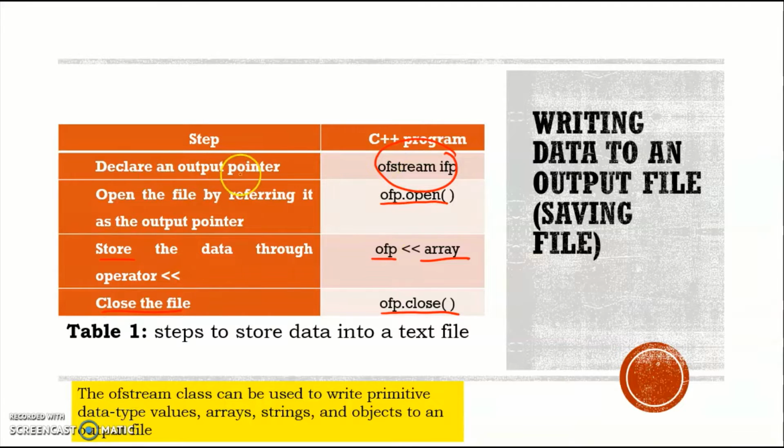So for instance, we declare an output pointer, ofstream ofp. You need to use this command to open the file by referring to it as an output pointer, ofp.open. This is how we want to open a file. And to store data in the file, we use ofp, the left triangle operator and the array, and then close the file, ofp.close. Okay, these are the steps to store data into a text file. The ofstream class can be used to write primitive data type values, arrays, strings, and objects to an output file. Okay, this is how you write data to an output file and then save it.